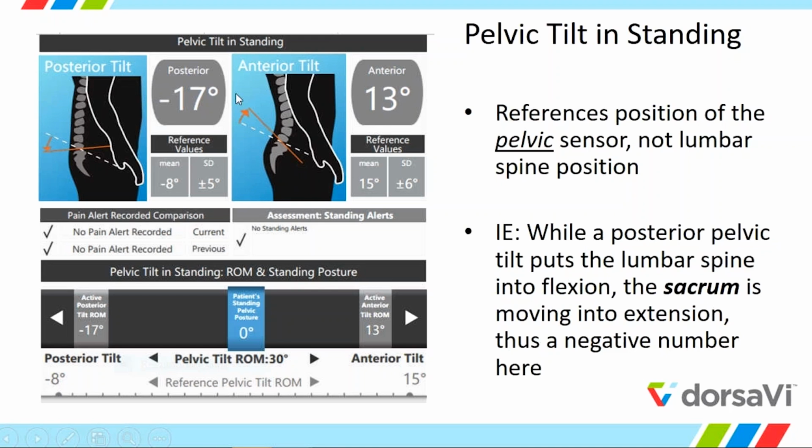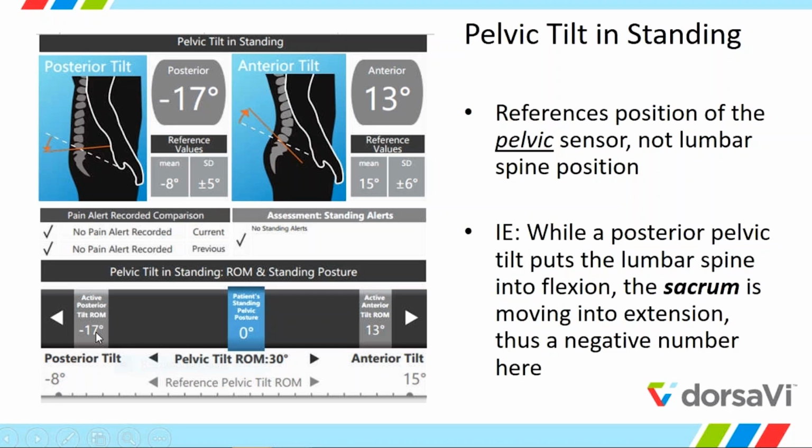Okay. Yeah, so I want you guys to have this so that you can look back and go, wait, posterior pelvic tilt's flexion? Well, it's referring to the pelvic sensor only, and that's why it's extension. And then if you look down at the bottom, you have this really great bar graph that shows you where my standing pelvic posture is. They call it the 0 point, my lumbar lordosis, wherever my pelvic sensor was there, and it shows you how far I can go to the left into posterior pelvic tilt, which is 17 degrees, and then I can go into anterior pelvic tilt 13 degrees.